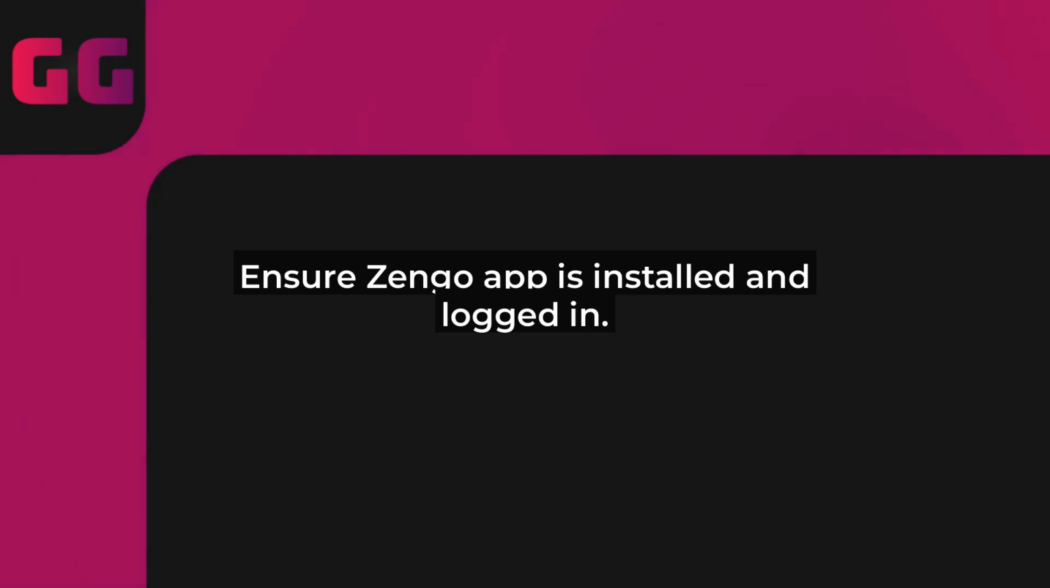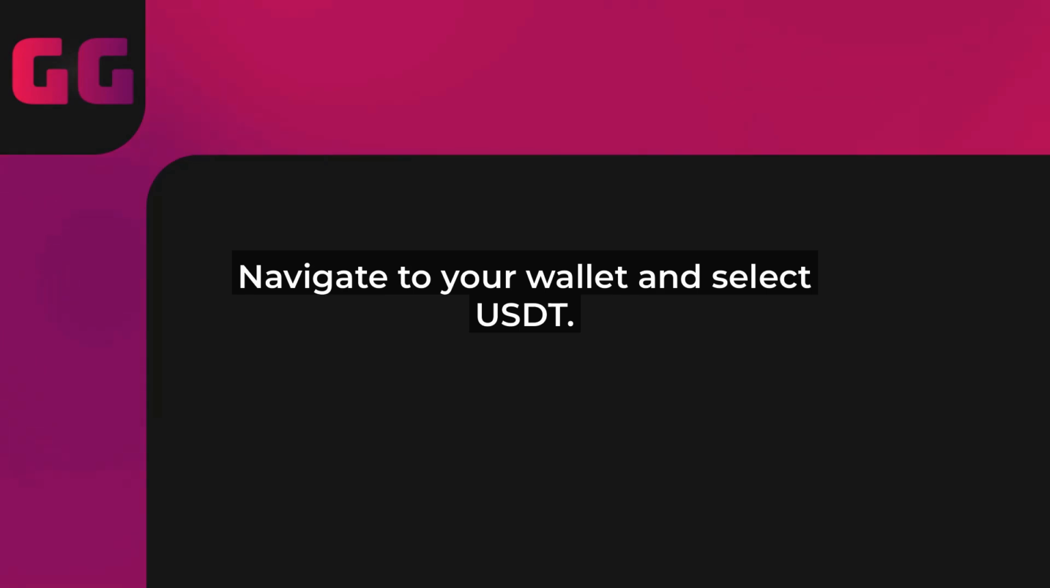First things first, make sure you have the Zengo app installed on your phone. If not, head to the App Store or Google Play and download it. It's free and quick. Once you're logged in, open the app and navigate to your wallet dashboard. Here, you'll see all your assets listed. Look for USDT in your portfolio. If it's not there, you might need to add it first.